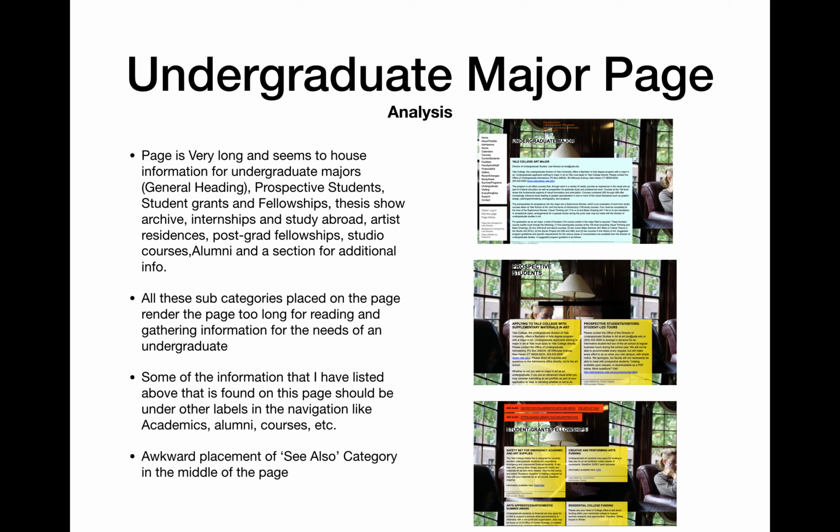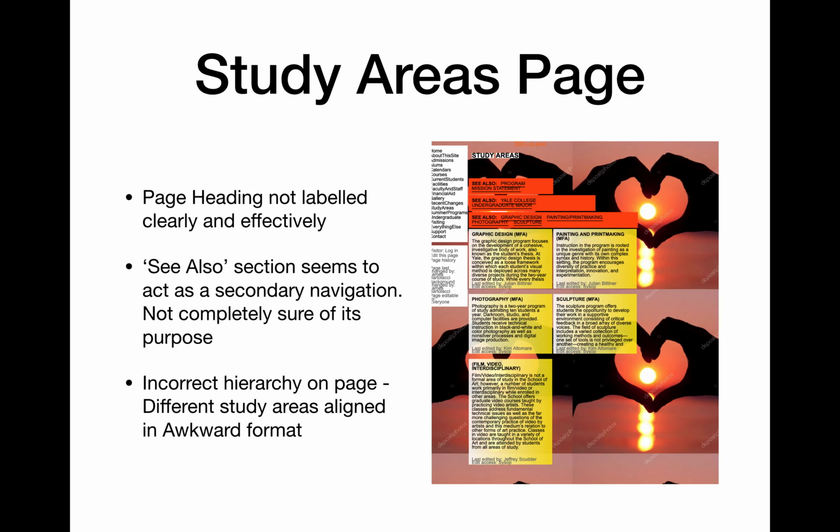All these subcategories placed on the page render the page too long for reading and gathering information for the needs of an undergraduate. Some of the information that I have listed above should be, like I said, under other labels in the navigation like academics, alumni, courses, etc. There's also an awkward placement of the See Also category, which is right in the middle of the page, which could throw a user off.